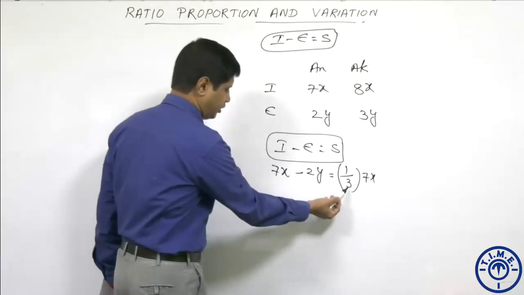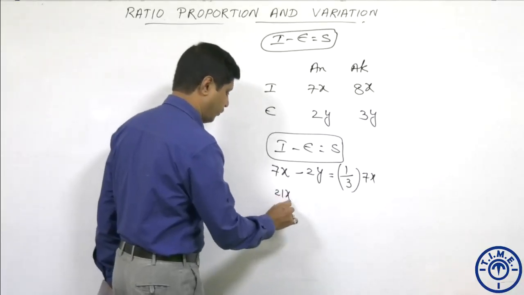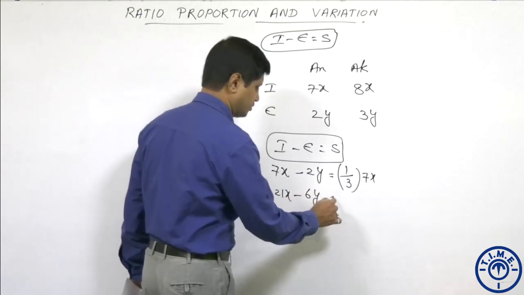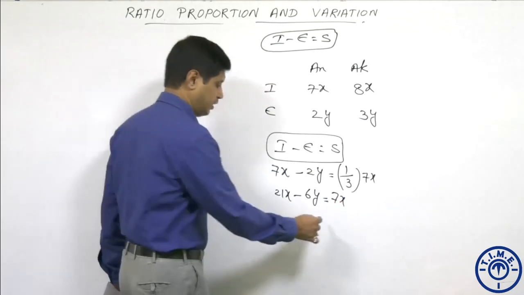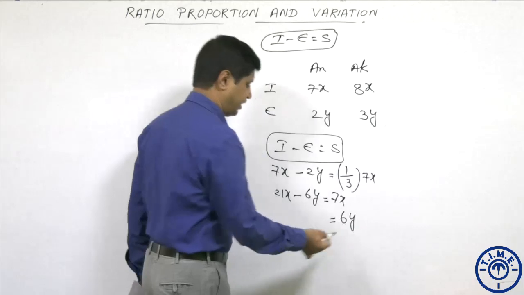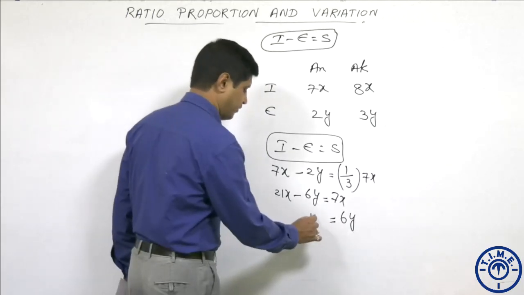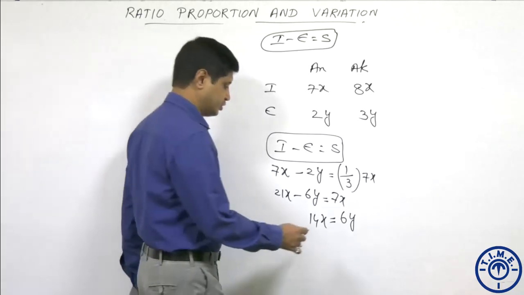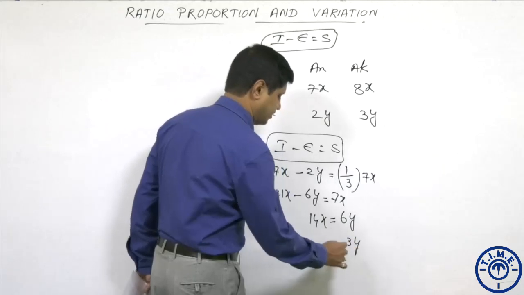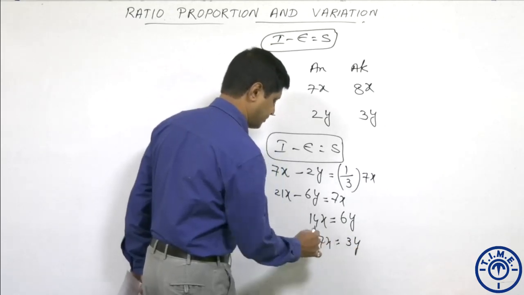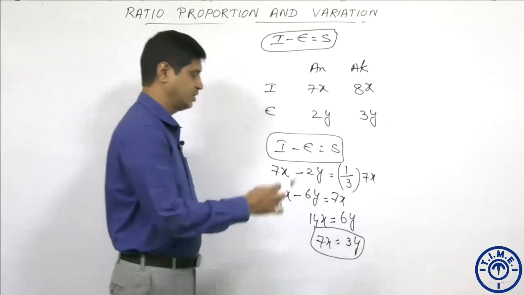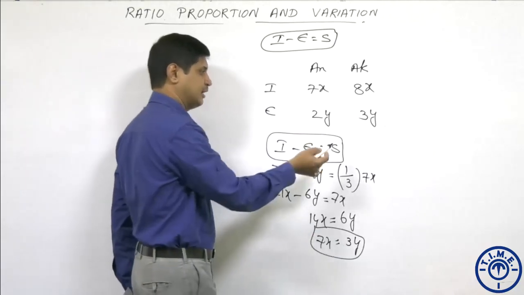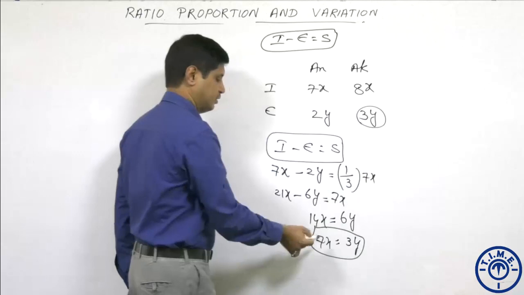Now the result is 3 into 7, it is 21x. Now 2 into 3, it is 6y is equal to 7x. Now taking y on the right hand side and x on the left hand side, the value is 14x is equal to 6y. Simplify and divide by 2. What is the result? 3y is equal to 7x. Now substituting the value of 3y as 7x, in place of 3y we get 7x.